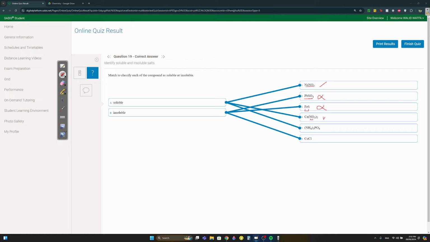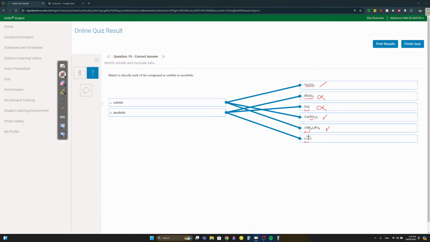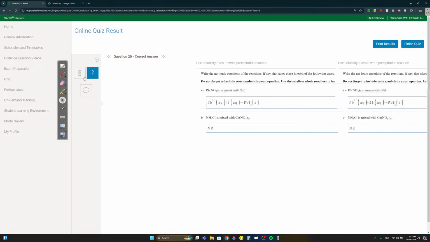CaNO3, if it has nitrates, it's soluble. NH4, if it has ammonium, this is ammonium, not ammonia, because it's NH4. NH4 is ammonium. It's always soluble. CuCl, again, I'm just memorizing it, honestly. Even though Cl, yeah, it seems if you have copper with chlorine, it's insoluble. Again, I'm memorizing it according to my notes. These weren't written, I'm memorizing.